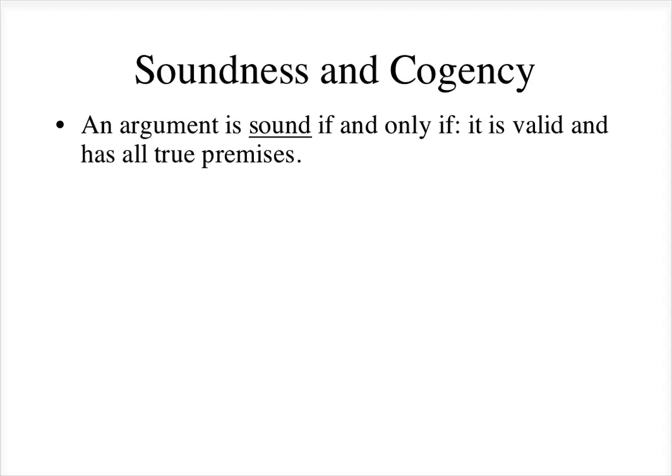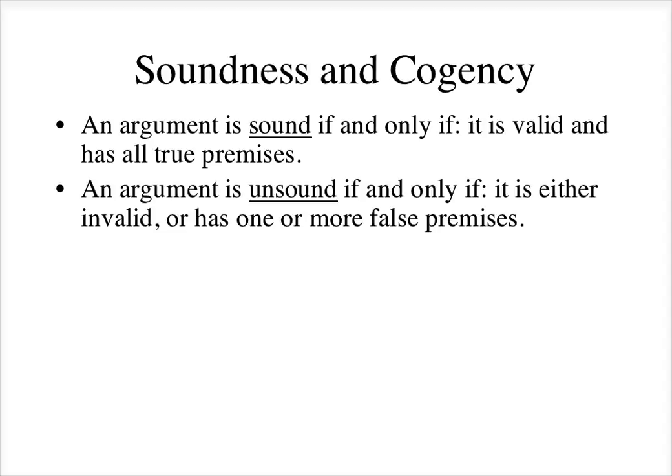Then we have the terms of soundness and cogency. An argument is sound if and only if it is valid and has all true premises. An argument will be unsound if and only if it is either invalid or has one or more false premises. So if you find an argument that is valid and it has all true premises in our world, then it's a sound argument. Likewise, if you know an argument is sound, then you know that it is valid and it has all true premises. So you can reason from either direction. That's what the if and only if tells us.